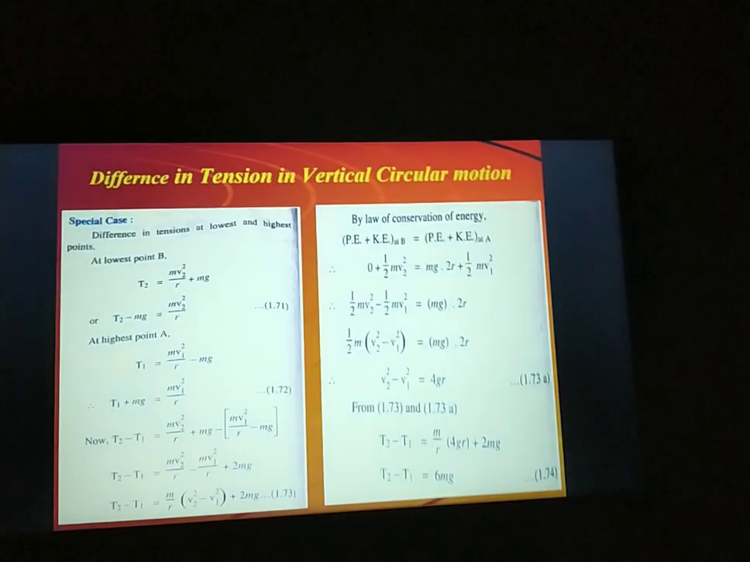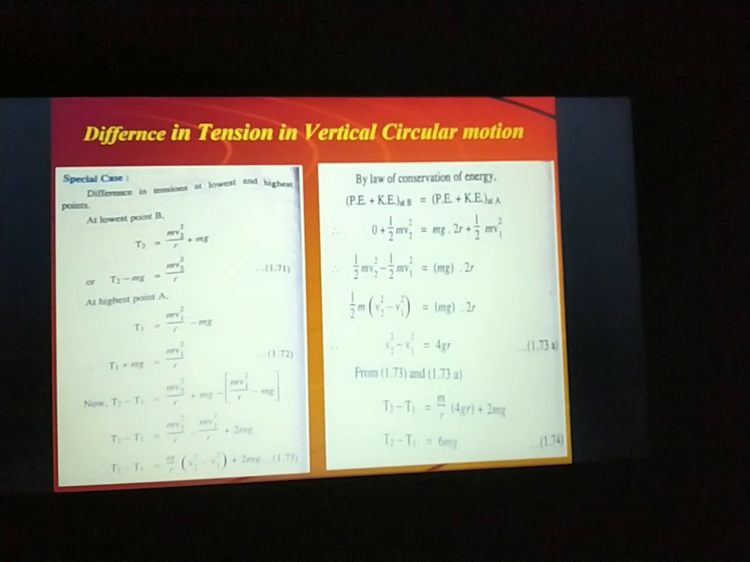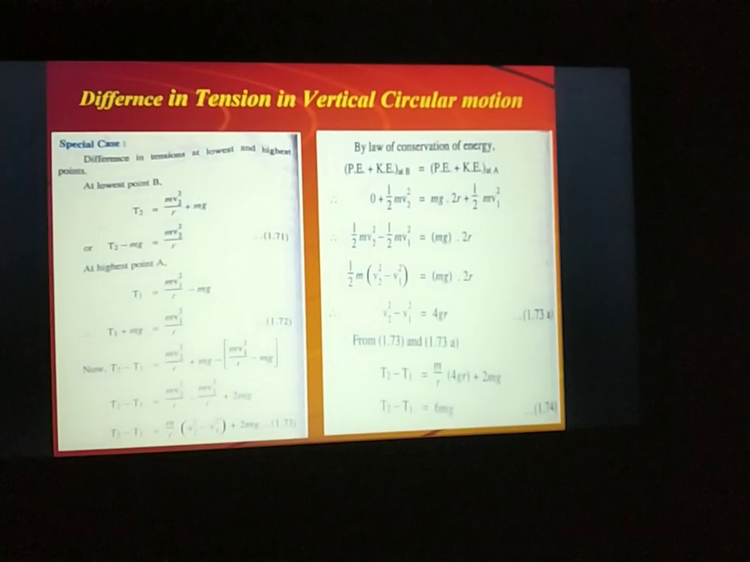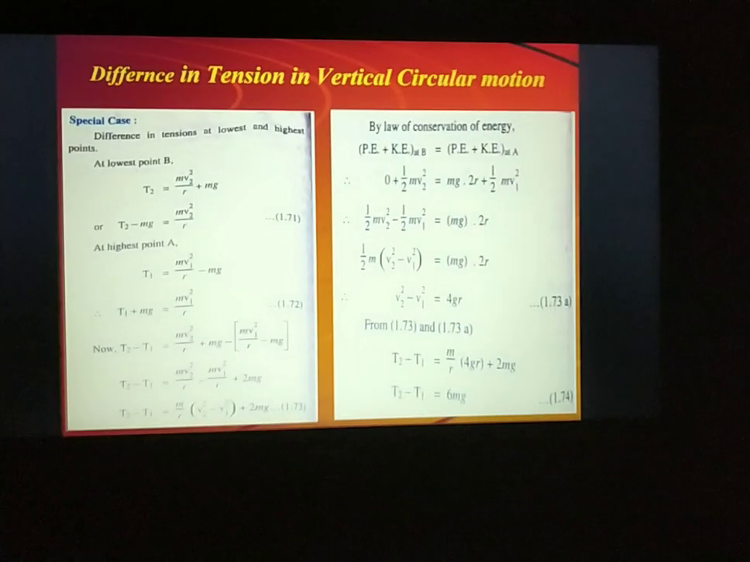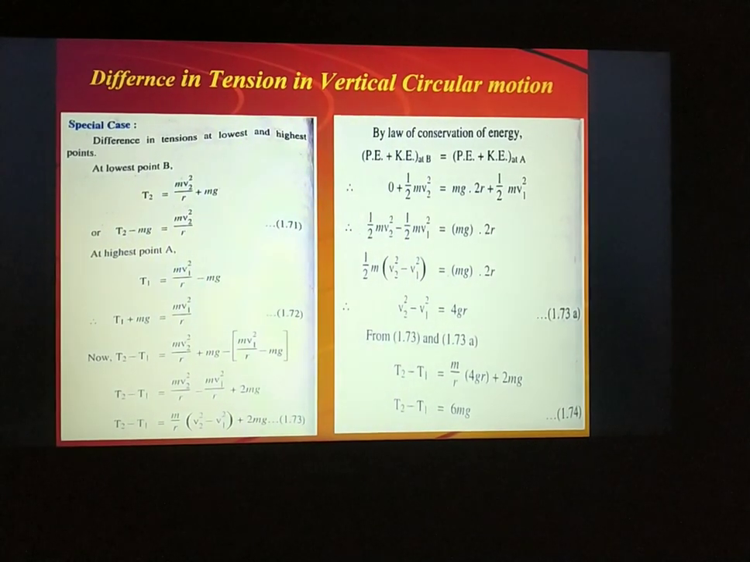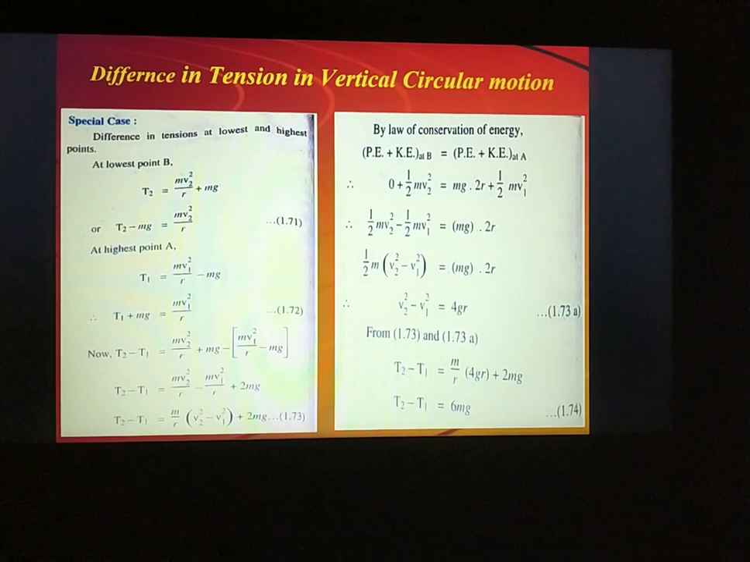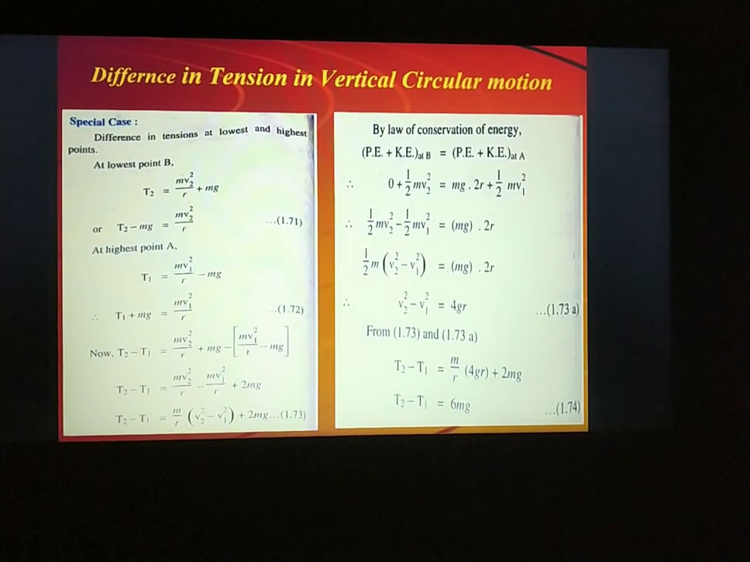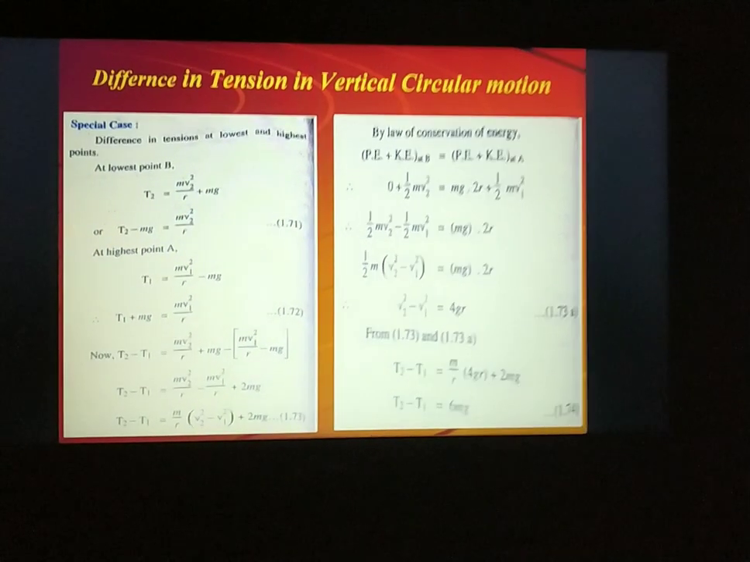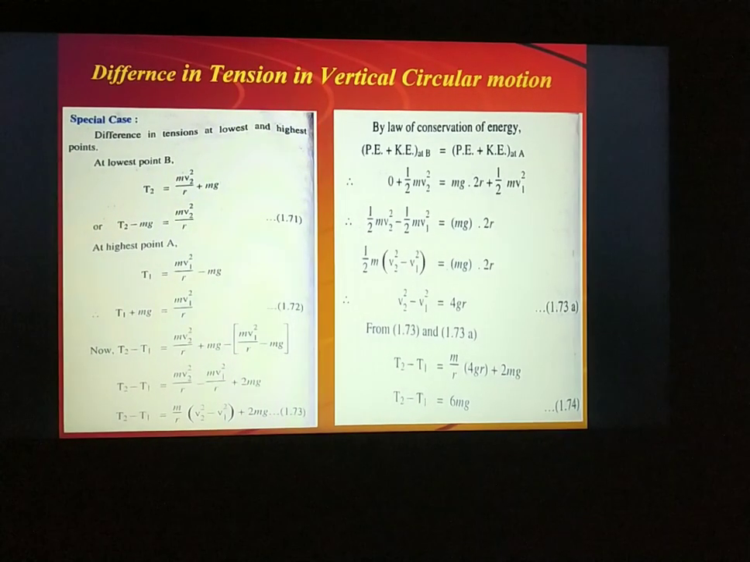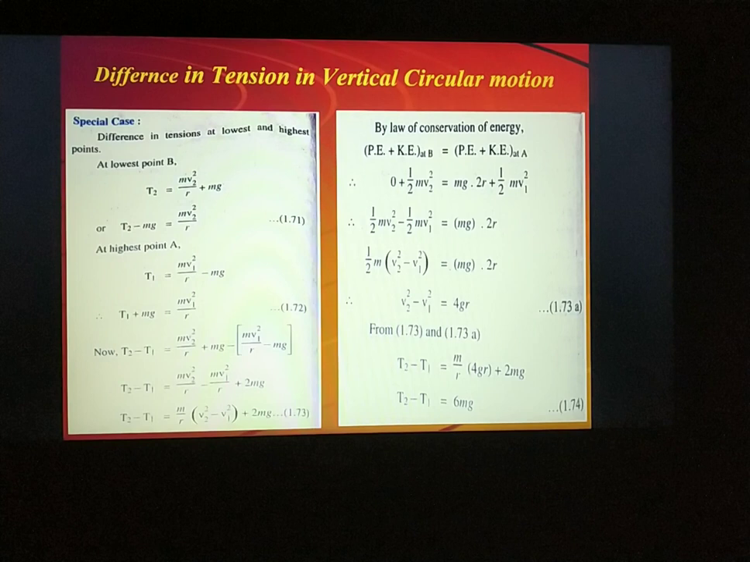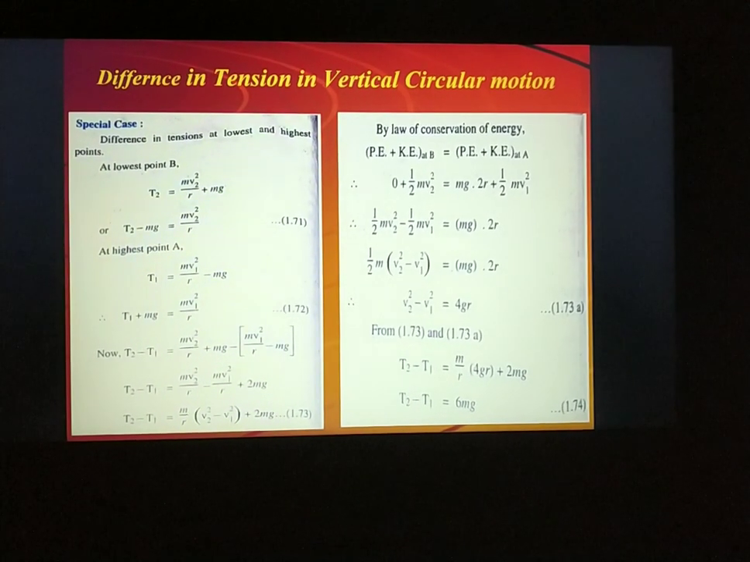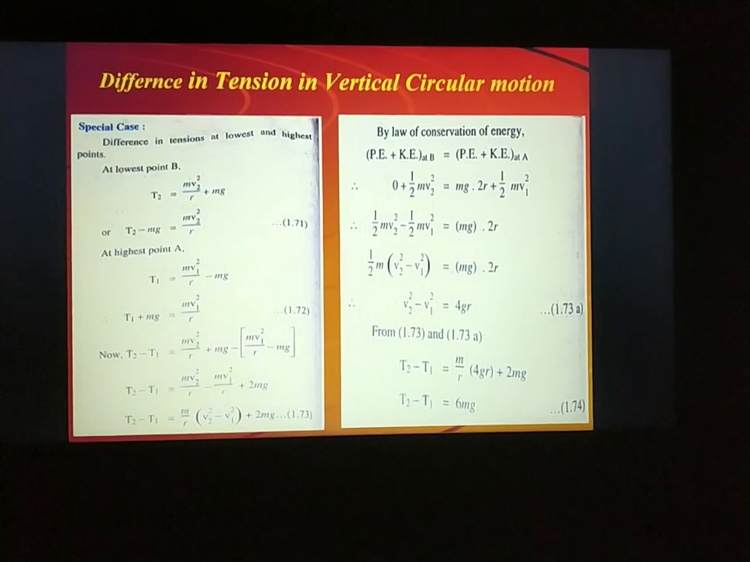If you are determining the difference in the tension value from top to bottom, you can write the expressions. Suppose we consider points A, B and C. So point A will be the top position, point B will be the bottom position. The expressions we already discussed here: T2 will be mv2 square upon r plus mg, and T1 will be mv1 square upon r minus mg.